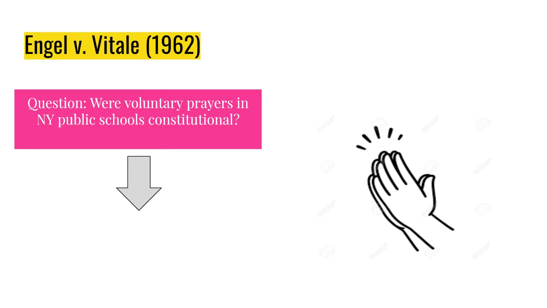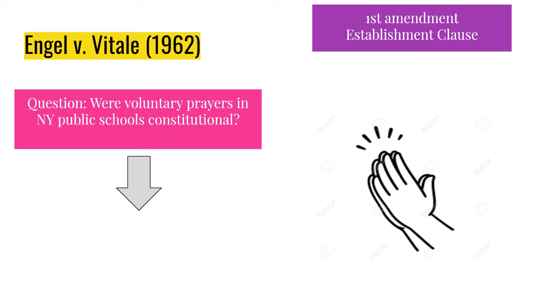They were meant to be non-denominational. They were voluntary. This clearly is a First Amendment issue because it involves freedom of religion. More specifically, it involves the Establishment Clause because the people that sued, saying that these prayers were unfair, were essentially saying that the prayers were a government attempt to establish or endorse a religion.